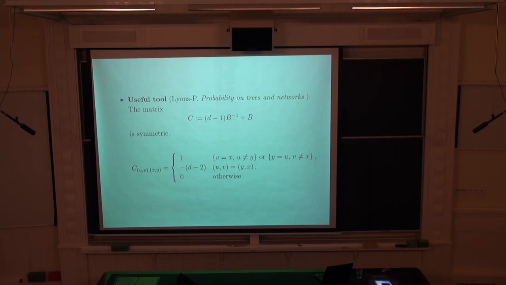So here is this observation which we use. Take B, and this is really the last slide. Take B, which is this non-backtracking matrix I told you about. It's always invertible, that's known. And if the base graph is connected, take the inverse, multiply by d minus 1 and add these two things, then you get a matrix C, which I can write here explicitly. It's not important what it is, but the important thing is that C is symmetric.